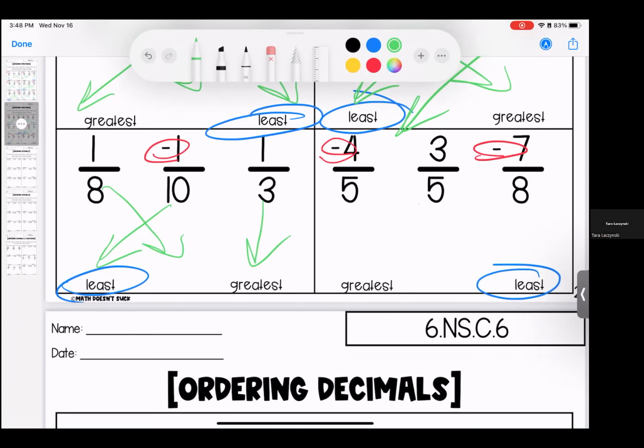Starting with the greatest this time, only one positive, so we're going to put that there. Then we need to consider 4/5 and 7/8. Remember, I can cross multiply, but I'm living in the land of negatives, so I have to switch my thinking. 5 and 7 is 35, 8 and 4 is 32. So we have 35, 32. So second and then third.